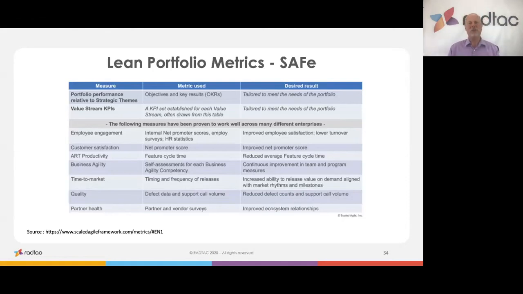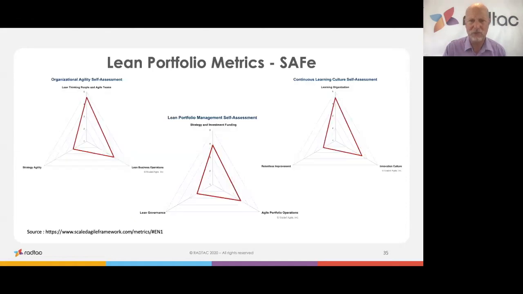But SAFe does have quite a lot of guidance about what to measure at this level, the portfolio and program level. I'm not planning to go through this slide in detail, but these are the sorts of things they're suggesting have worked well across different enterprises, things like net promoter scores, feature cycle time, this sort of good stuff. So this is the sort of thing I would suggest you have a look at.